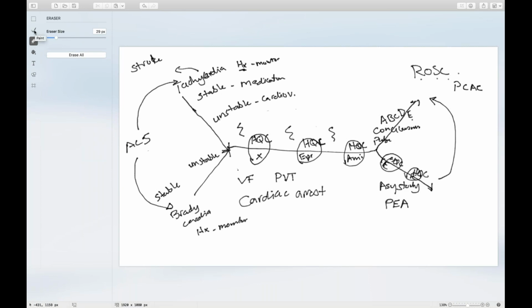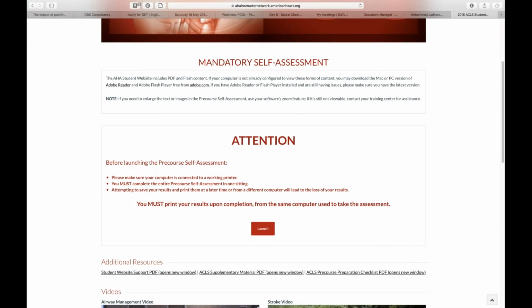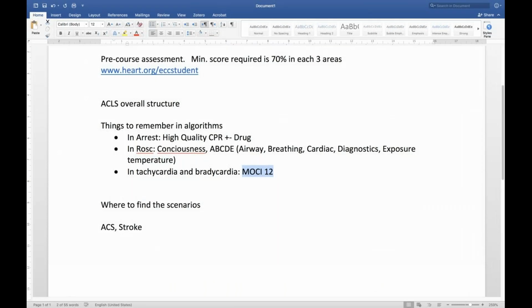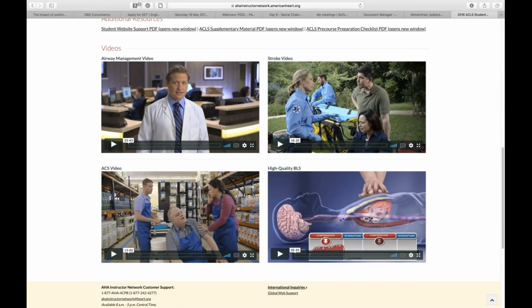Now, are they in the megacode exam? No, they are not in the megacode exam, but they will come in the written exam. Where you will find the videos for them, here they are. When you do the pre-course assessment, there is an ACS video, lower left, and there is a stroke video. When you are reading the stroke algorithm or ACS algorithm, please open these things. Timing is very important and crucial here, on when you will treat the patient and these kinds of things.